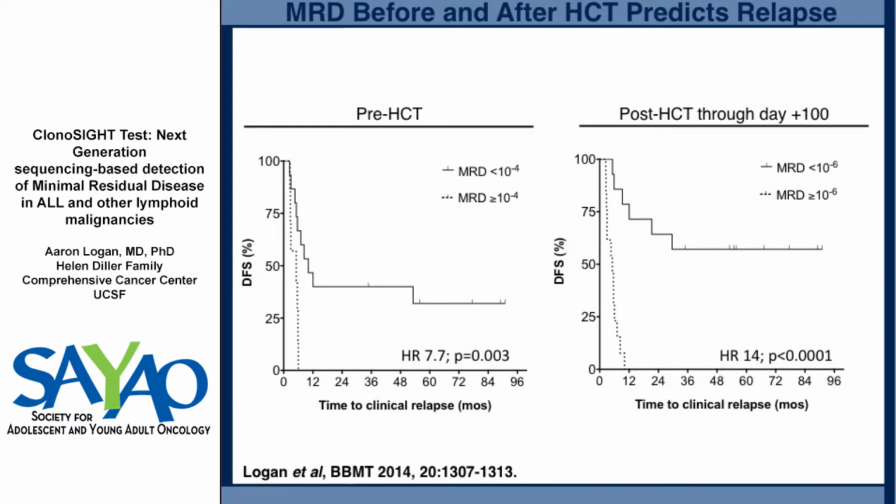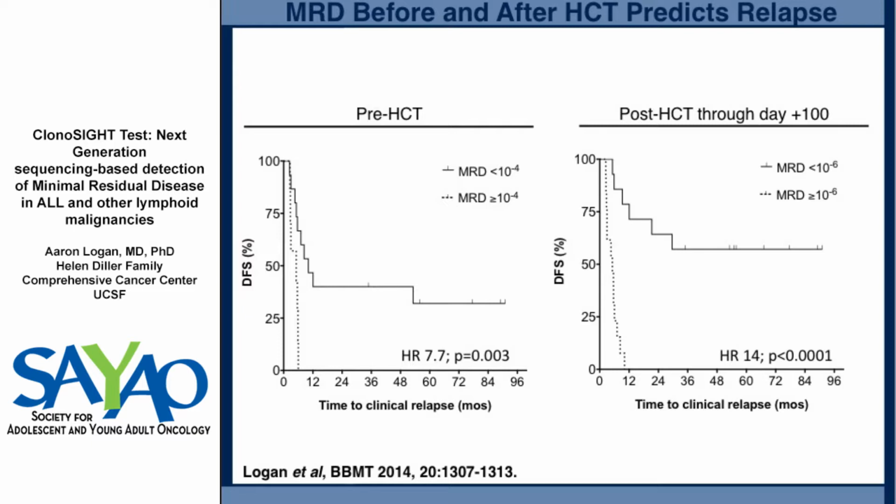Now, if we look at outcomes based on pre- and post-transplant MRD status, those who had MRD greater than 10 to the minus 4 within 30 days prior to the initiation of their conditioning regimen had uniform relapse, and they all unfortunately died from their disease.